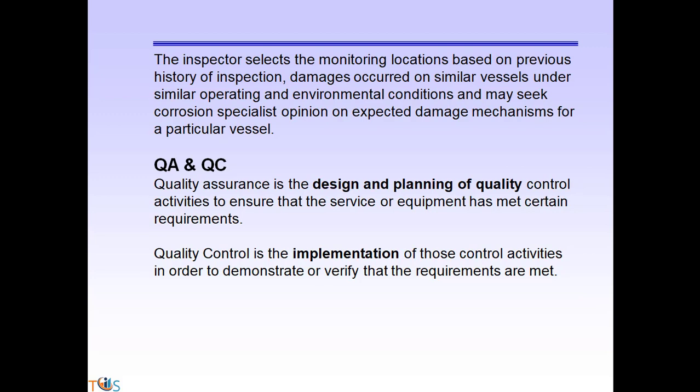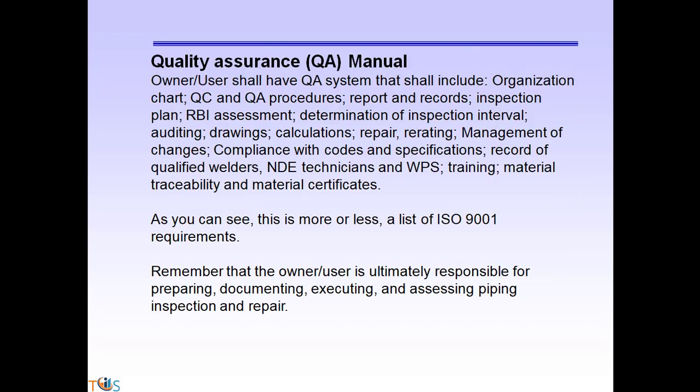QA and QC. QA, or quality assurance, means design and planning of quality control activities, while quality control is the implementation of those control activities. Quality assurance manual is a system that includes organization, quality control and quality assurance procedures, reports, records, inspection plan, risk-based inspection assessment, determination of inspection interval, auditing, drawing, calculation, repair, re-rating, management of change, compliance with codes and spec, records of qualified welders, NDE technicians, and approved WPSs, training, material traceability, and material certificates. As you can see, this is more or less a list of ISO 9001 requirements. Remember that the owner user is ultimately responsible for preparing, documenting, executing, and assessing piping inspection and repair.